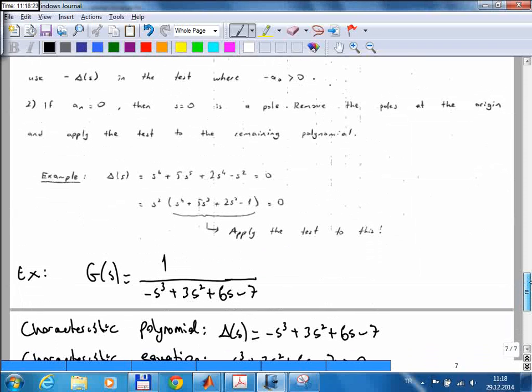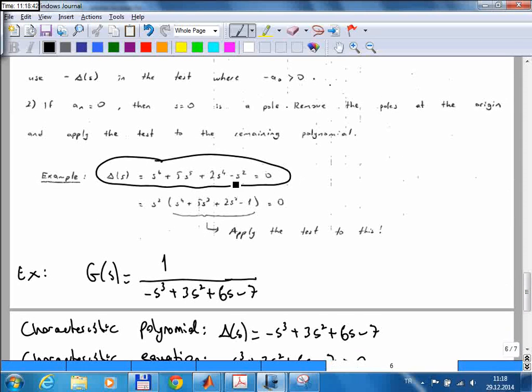And then this second note says that if you have no constant term in your characteristic equation, that means you have roots at the origin, and you can apply the test by removing those roots. So for example, the lowest power of s is s squared, so there's no s term or constant term. For that you can take s squared out of the parentheses, and you're left with a polynomial that has a constant term, and you can apply the test to the remaining lower order polynomial.